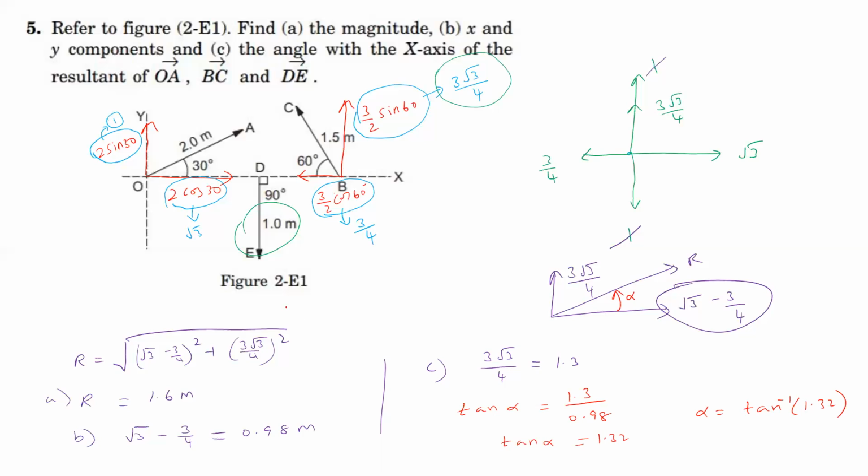So for this question, the resultant magnitude for the first one is 1.6 meter, the x component is 0.98 meter, and the y component is 1.3 meter, and the angle made by the resultant with the x-axis is tan inverse of 1.32.